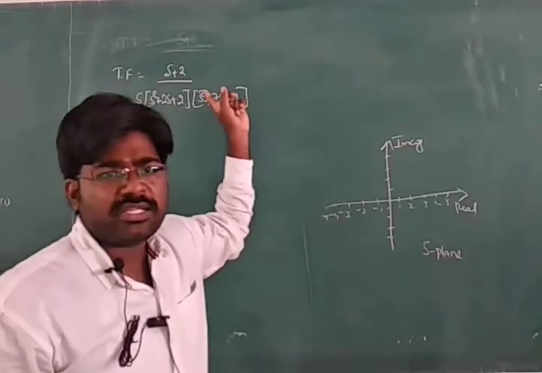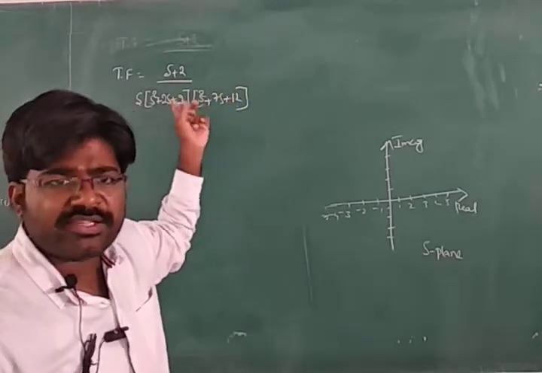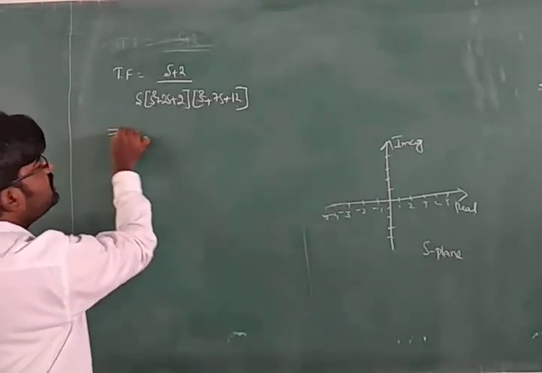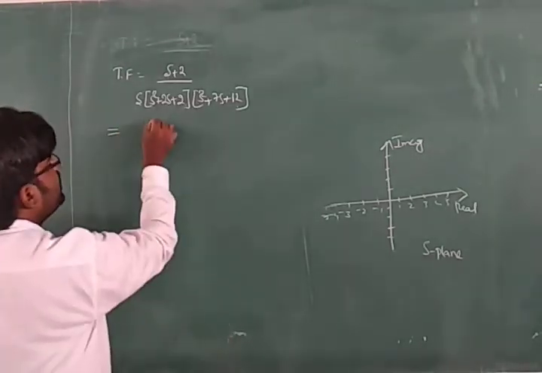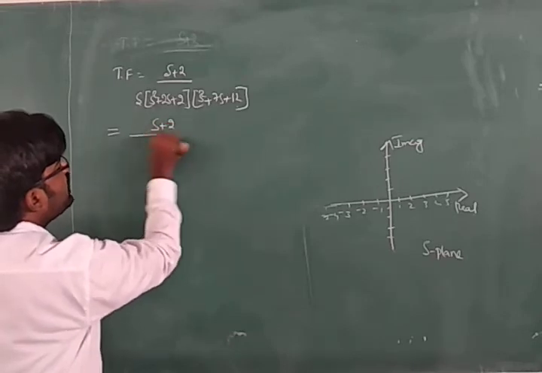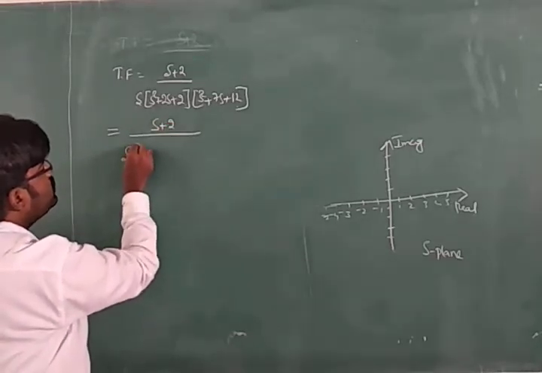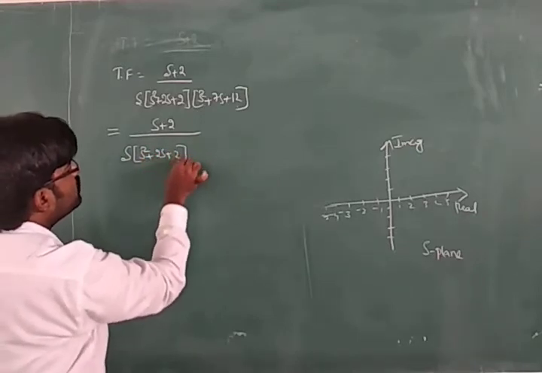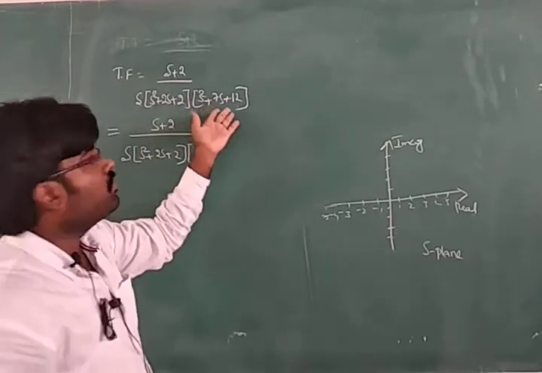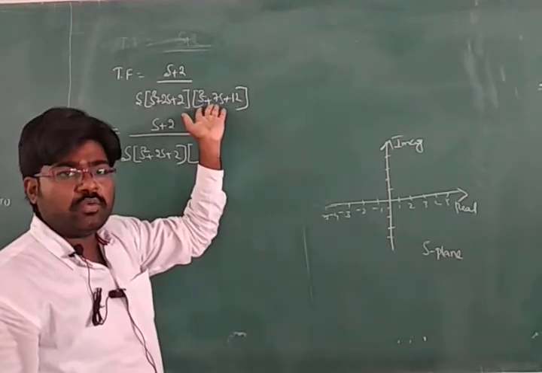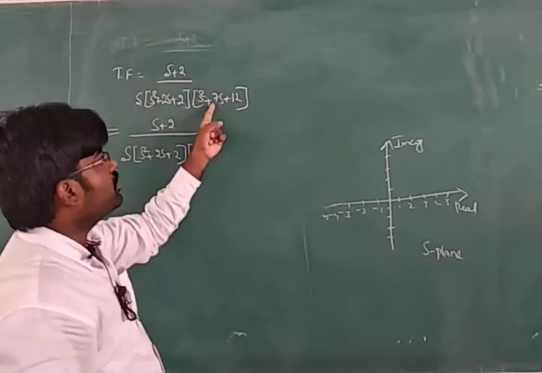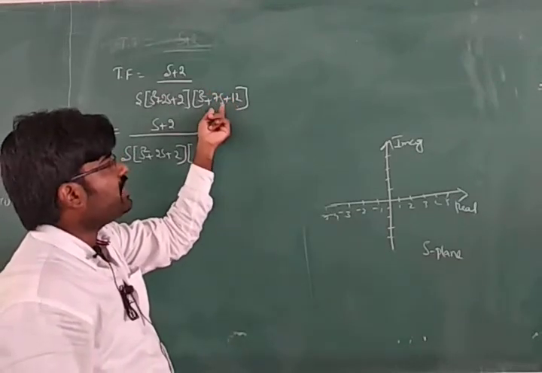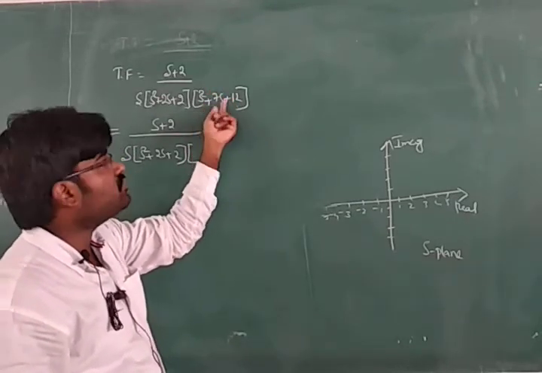So first, let us find out the poles and zeros. How to find them? Before that, write the equation in simplified form. The given equation can be written as s plus 2 over s into s square plus 2s plus 2. You already know how to factor the given equation. This is 7. We have to factor the equation in such a way that if we add both the terms, we should get the middle term.